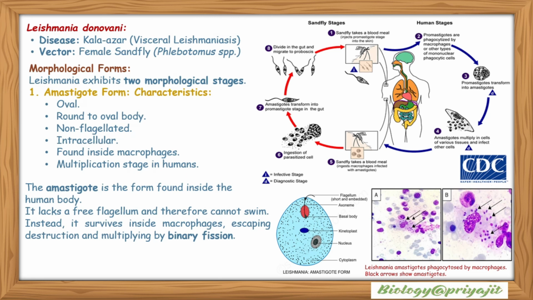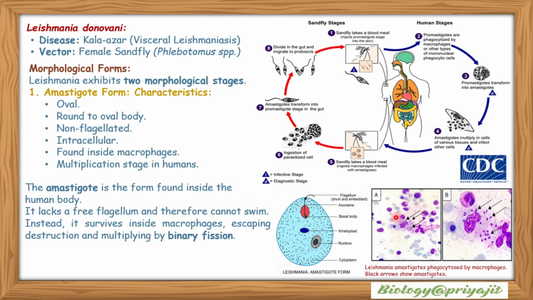The vector is the female sandfly or Phlebotomus species. Morphological forms: Leishmania exhibits two morphological stages. The first one is the Amastigote form. The characteristics are a round to oval body. Basically they are non-flagellated, intracellular. They are found inside the macrophages. They have flagella sometimes, but it is short and embedded. These are the multiplication stages in humans.